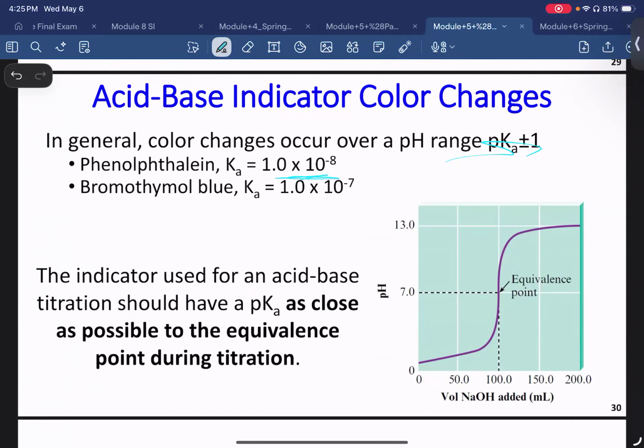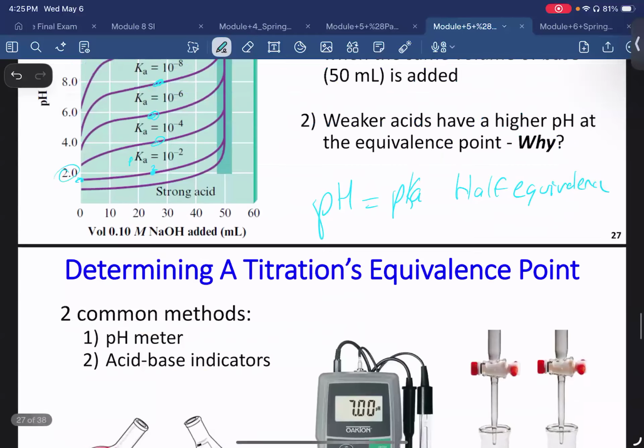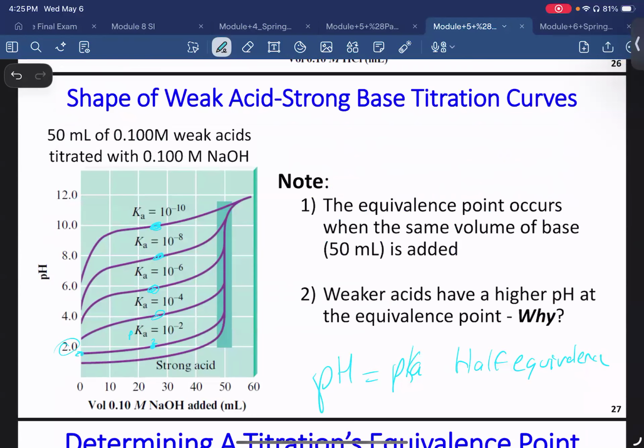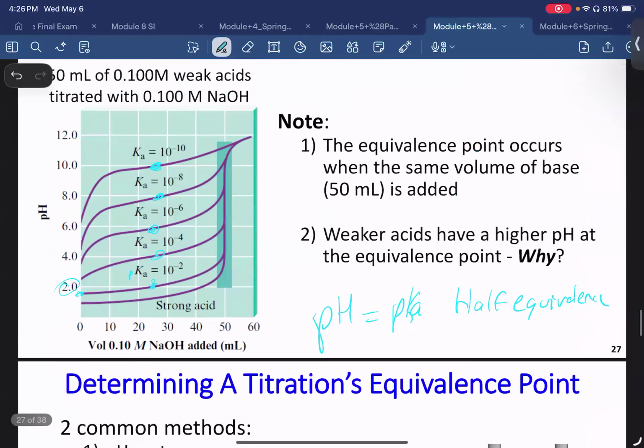Can I ask a quick question? Yeah, what's up? You just said that pH is equal to pKa at the half equivalence point. Is that for both weak acid strong base titrations and weak base strong acid titrations? Yes. Okay, thank you. But remember, with weak base strong acid titrations, you might be given Kb, so you have to convert to Ka and solve. But yeah, good question.